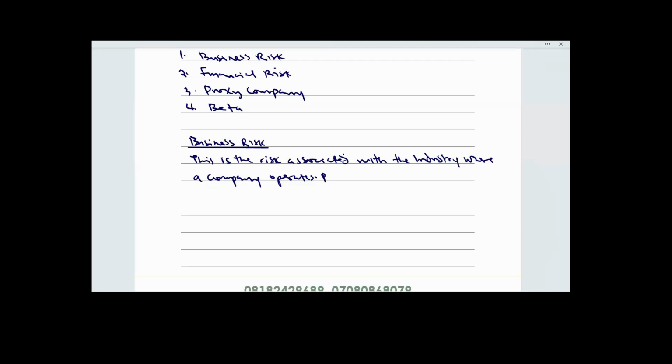Okay, so business risk is measured by asset beta. For simplicity, that's what you should know about business risk. Let's talk about financial risk. So what do you mean by financial risk? This is the risk arising from debt financing. When a company finances its operation with debt capital, then the company may be exposed to financial risk.